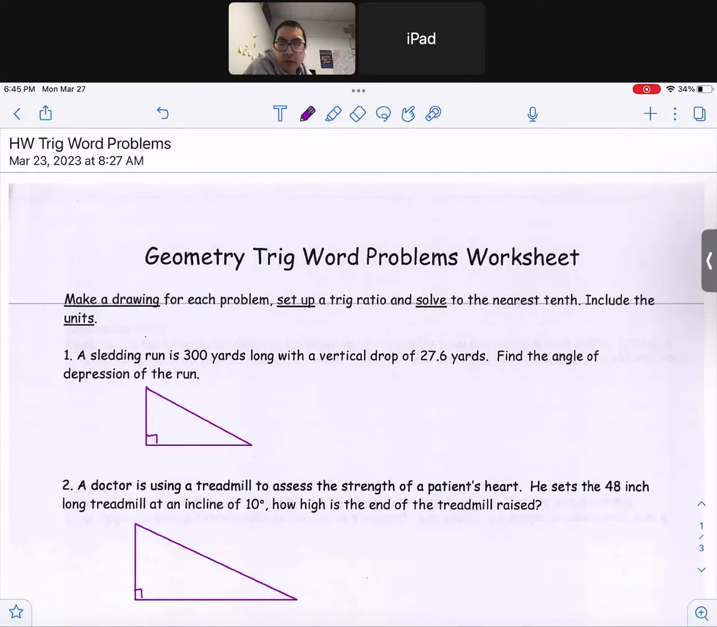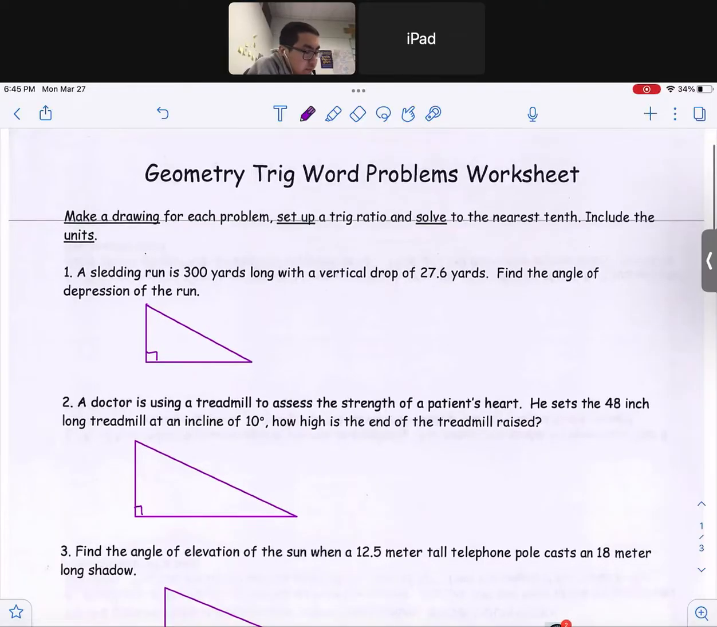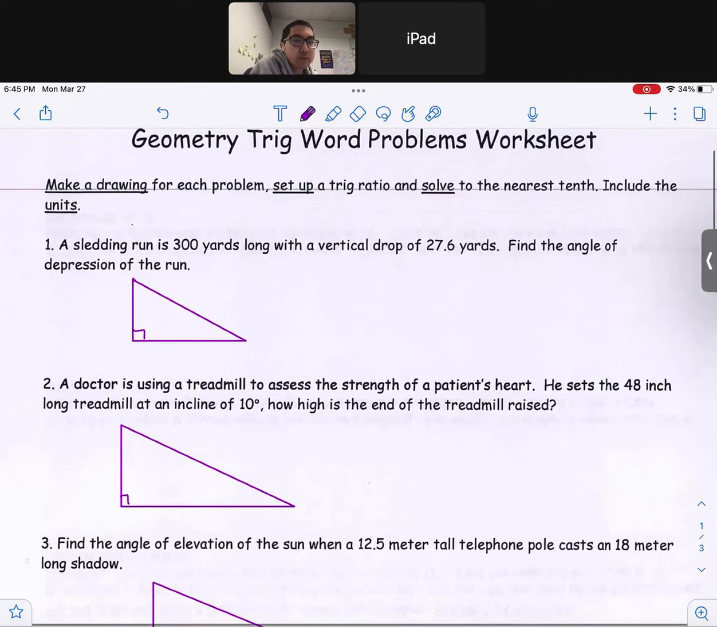Hey guys, so here's your homework on the more trig word problems worksheet. Make a drawing for each problem, set up a trig ratio, solve to the nearest tenth, and include the units. For all these problems, I highly suggest you always draw a triangle.